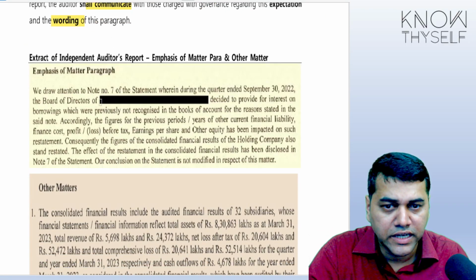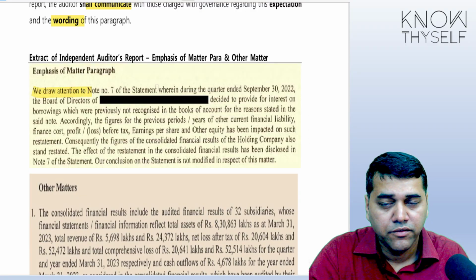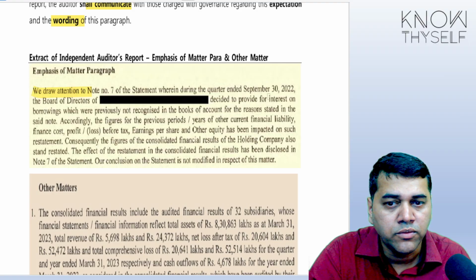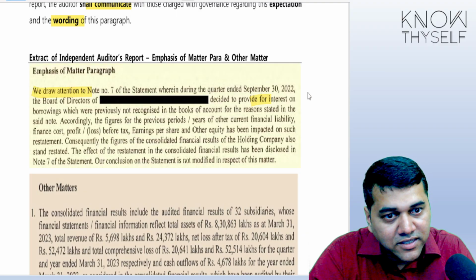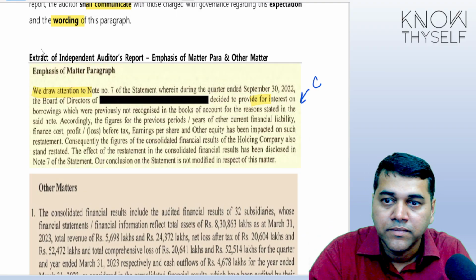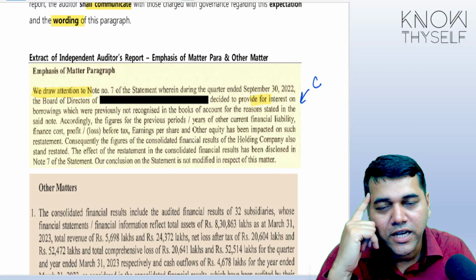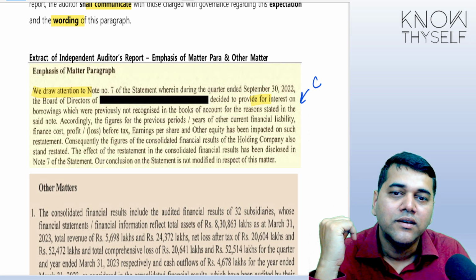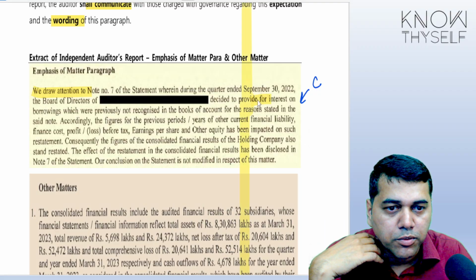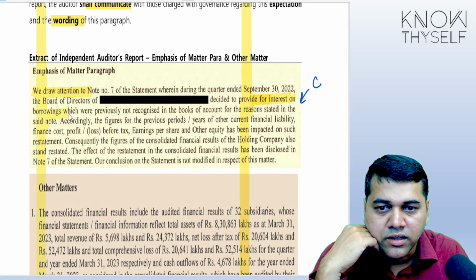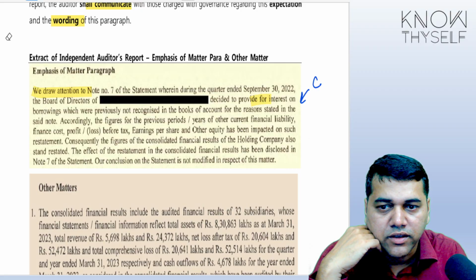Now, extract of the independent auditor's report. They have given one extract. We draw your attention to note number so and so. The board of directors decided to provide for, please read because this can be your case study in the examination. Otherwise, you will not come to know. By looking at this, immediately you will strike, oh, that day it was given as an emphasis of matter. The board of directors decided to provide for interest on the borrowing, which was previously not recognized in the books of accounts for the reasons stated in the note.